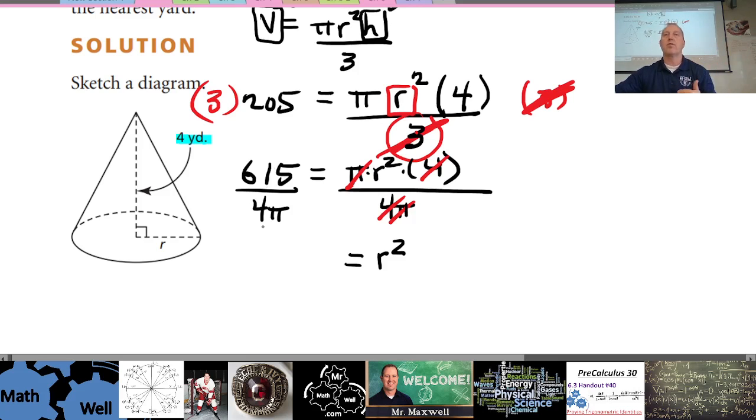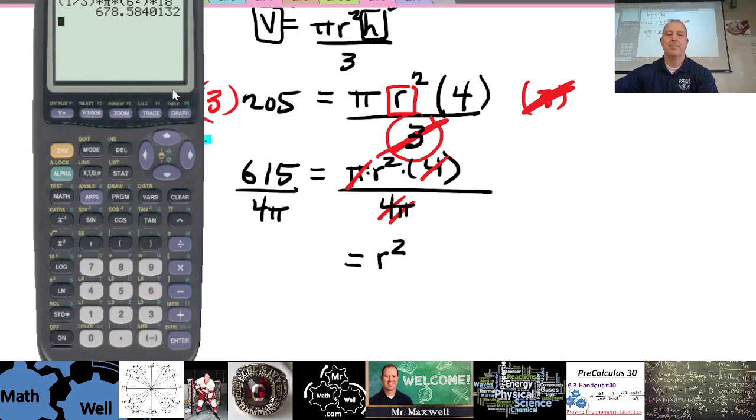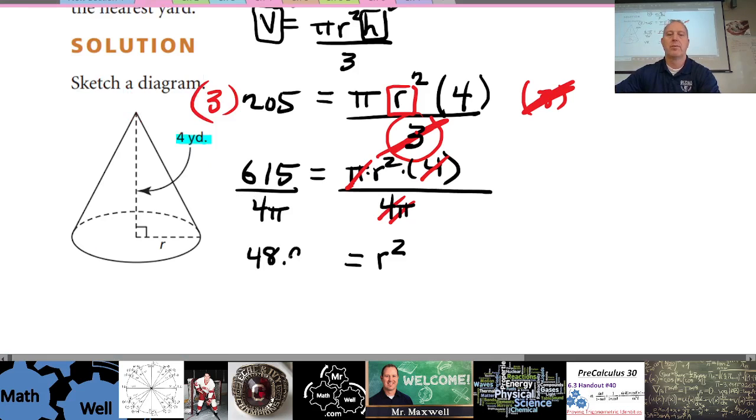And then this 615 over 4 pi, I'm going to do this on my calculator. So 615 divided by, be careful about brackets. If you have more than one thing multiplied together in the denominator, you should use brackets. So I'm going to say 4 pi. Because if you divide by 4 and then just write pi, it'll divide by 4 only, and then it'll multiply by pi. So that's what your calculator will do. So use brackets like that, okay? Because you want to divide by the whole thing. So this is going to be 48.94. Is that confirmed? Anybody else do that on your calculator? Yeah. Thank you.